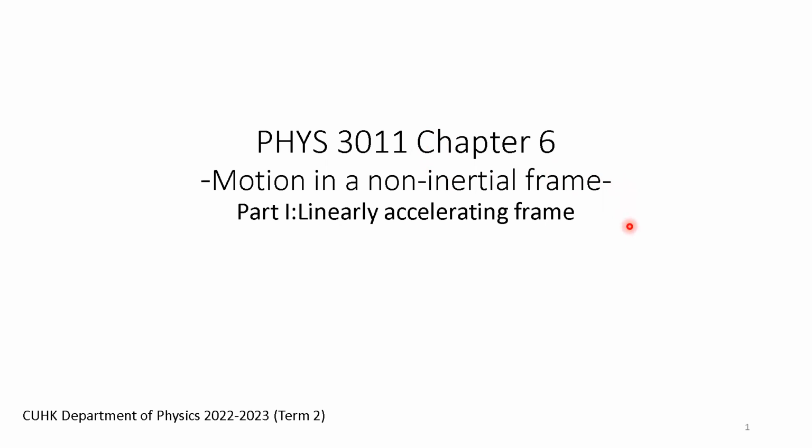In this chapter, we'll be talking about two types of non-inertial frames. The first type, which will be the main theme of part one, is the linearly accelerating frame. That is, the reference frame is accelerating in a straight line. And then part two, which I think is the difficult part, is that the frame is rotating. So let's start with this easier part.